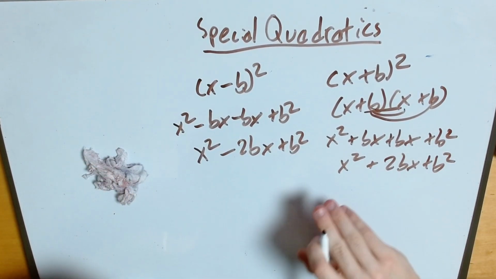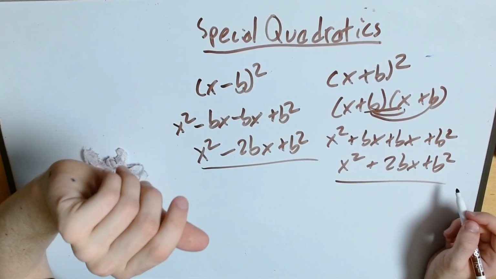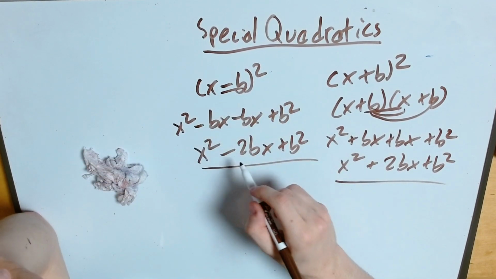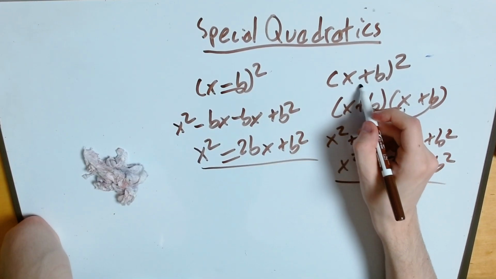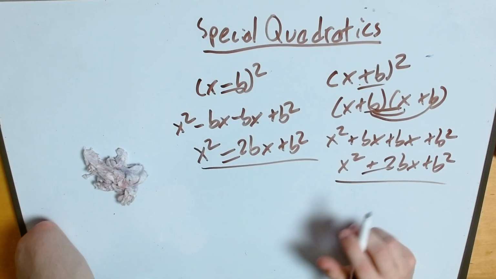And we notice a general pattern. Hey, these two expansions really match each other except for the sign, right? If we have a negative, then our middle term is going to be negative. But if we have a positive, our middle term is going to be positive. And that's the only difference between the two.